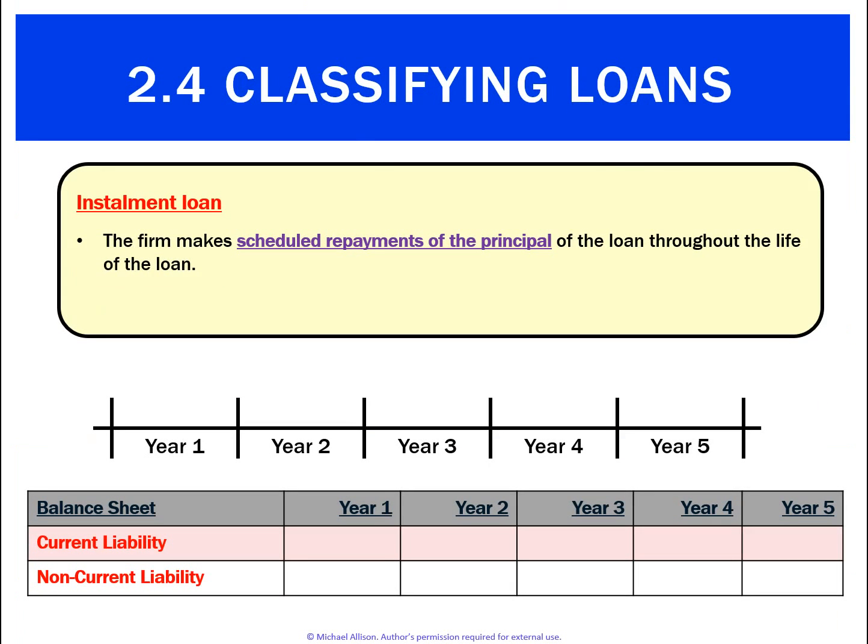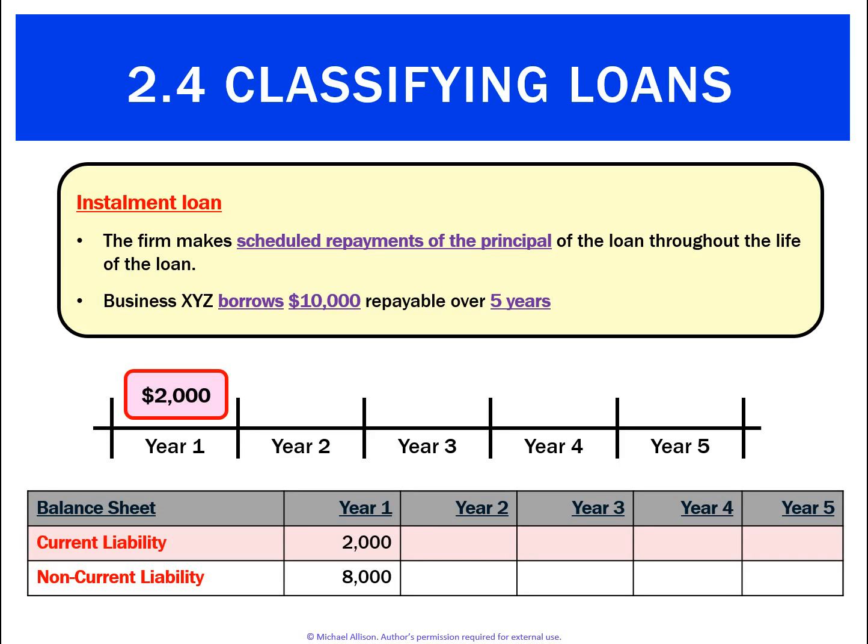That brings us to the first of two types of loans. The first one is an installment loan, and that is where the firm makes scheduled repayments of the principal. The principal is just the total amount owing throughout the life of the loan. E.g., business XYZ borrows $10,000 repayable over 5 years. In the first year, $2,000 is due, so we'll list that as current, and that means $8,000 is non-current.